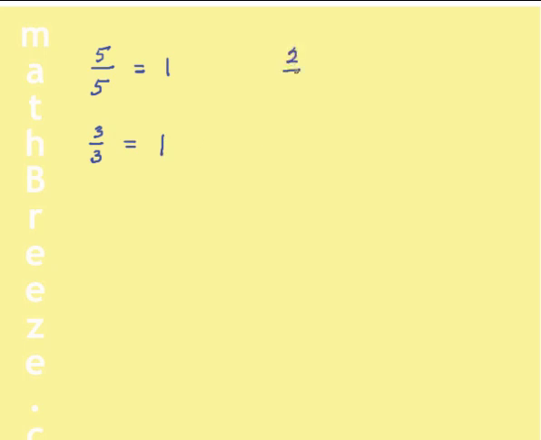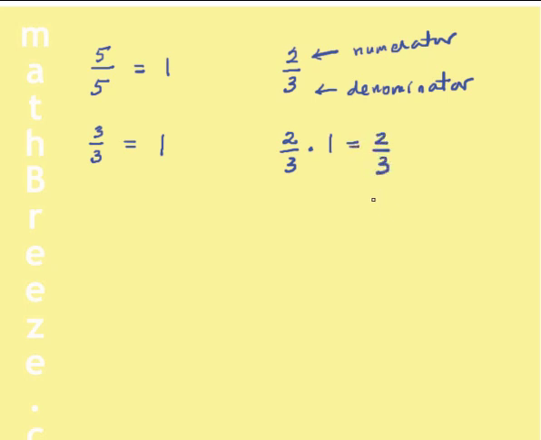Okay, let's look at this fraction, 2/3, just for some vocabulary. The number on top is called the numerator, and the number on bottom is the denominator. Now, if we multiply 2/3 by 1, of course, we get the same thing. Any number times 1 is equal to the number itself. And we said that 5/5 is equal to 1, 3/3 is equal to 1.